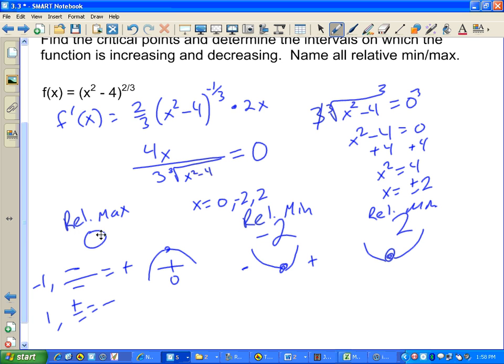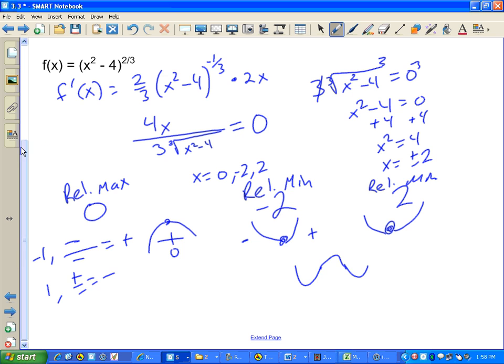Which should make sense because 0 is in between these two. So it's kind of, okay, I've got a min somewhere at -2, then a max at 0, and then another min at 2. So I'll do a couple more examples.